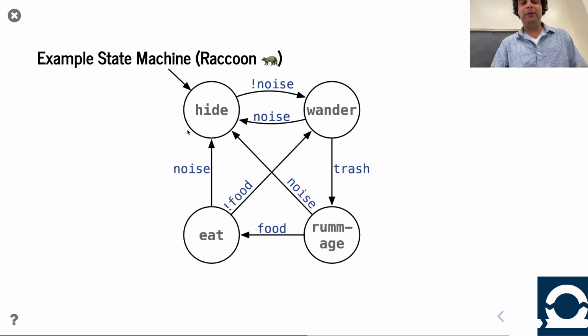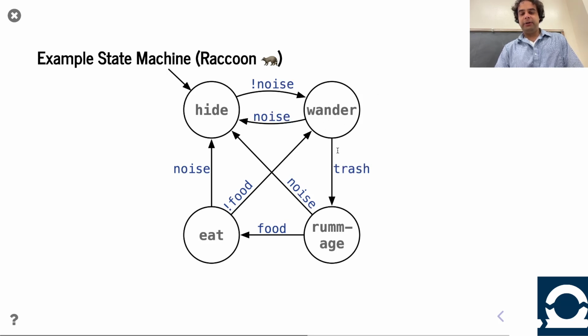By default, in the finite state machine, we have this notion of states, right? So four possible states, and these states are also kind of outputs in a way. What is the action the raccoon is doing? It is either hiding, wandering, rummaging, or eating food. In this finite state machine, when you see a blank arrow into just one of them, that means that's the default initial state. So when the state machine starts, we're going to start in the hiding state. If the raccoon hears no noise, so not noise, it's going to sneak out and start wandering around.